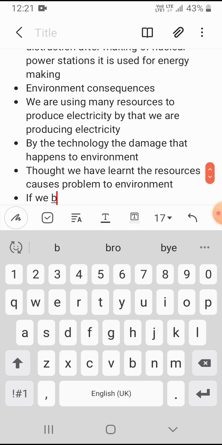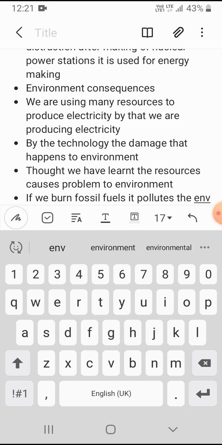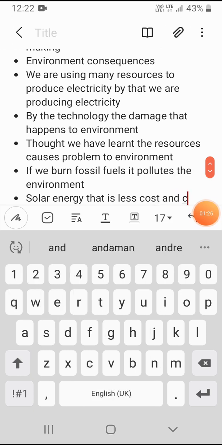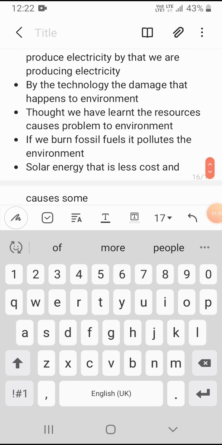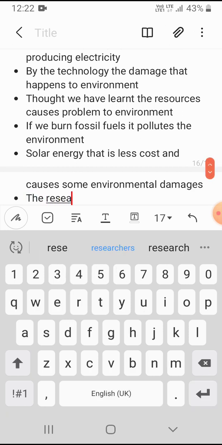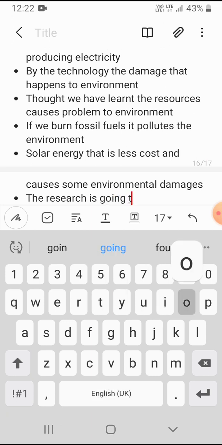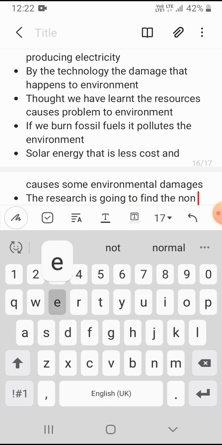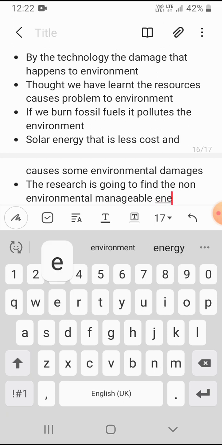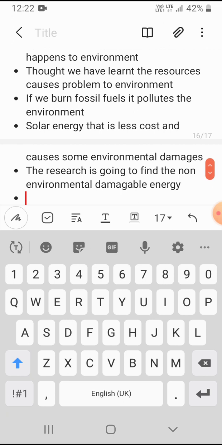If we burn fossil fuels, it pollutes the environment, as you all know. But solar energy is less cost and a little bit pollution free, though it causes some damage because of silicon. It has some environmental damage. So research is going on to find energy that will not damage the environment.